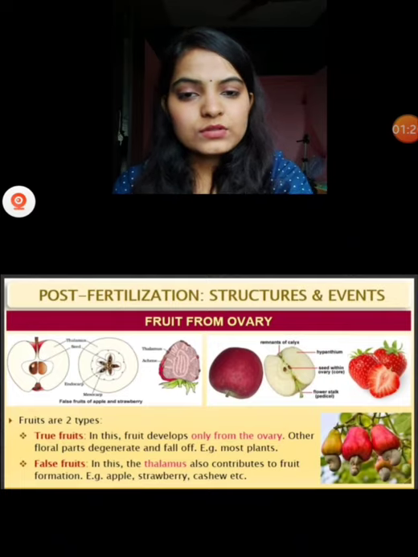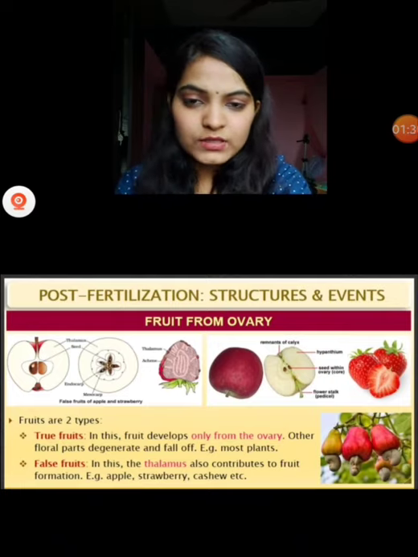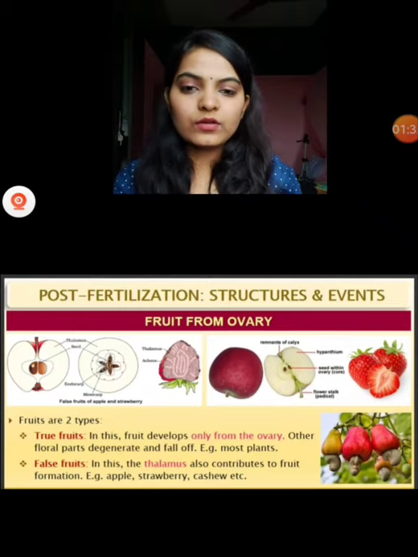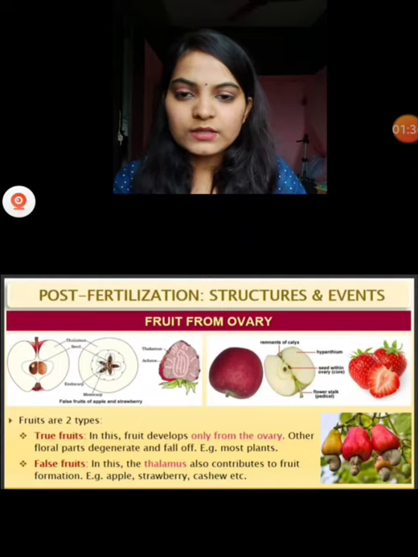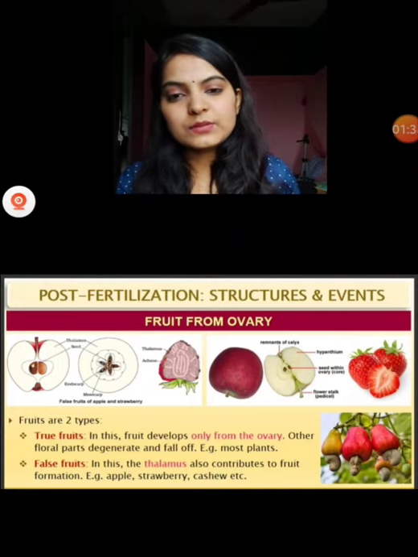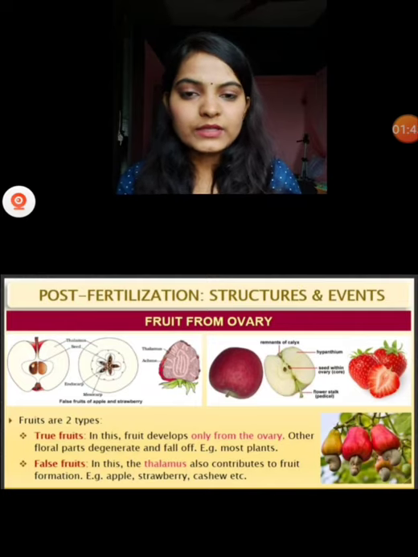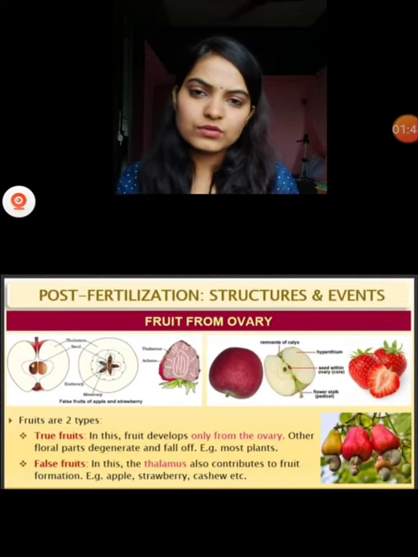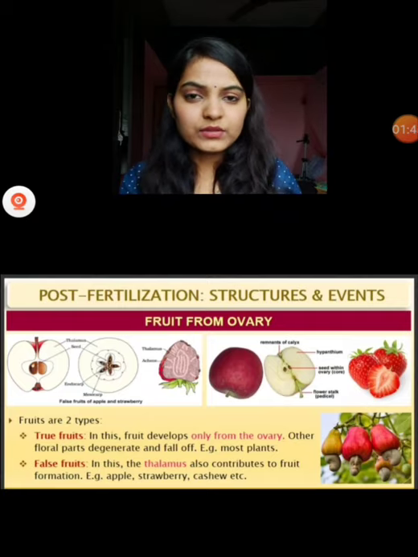Then, fruits are of two types: true fruit and false fruit. In the true fruit, how is it developed? It is developed only from the ovary. The other floral parts just degenerate and only the ovary forms the fruit. For example, most of the fruits we eat: guava, pineapple, papaya, everything.